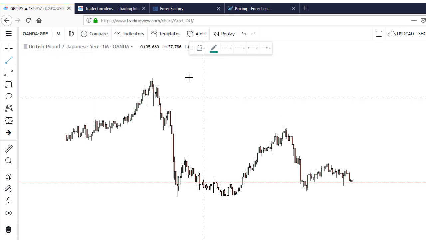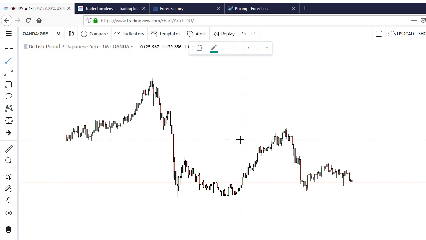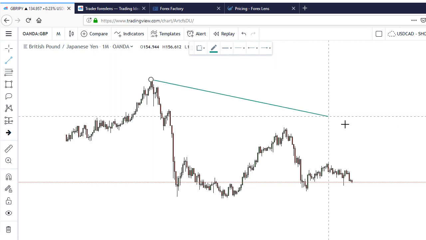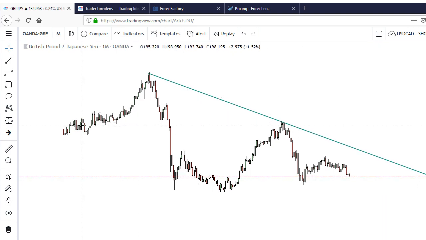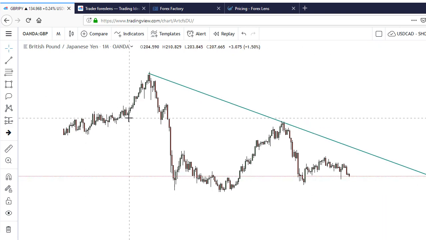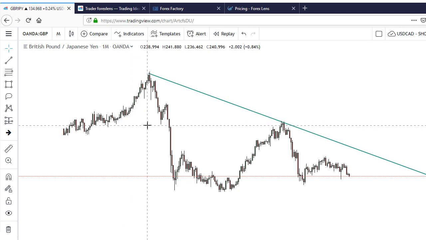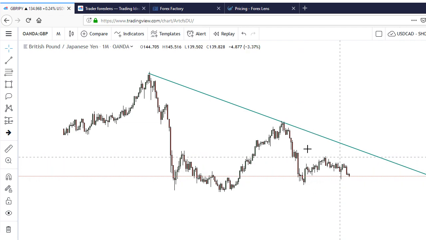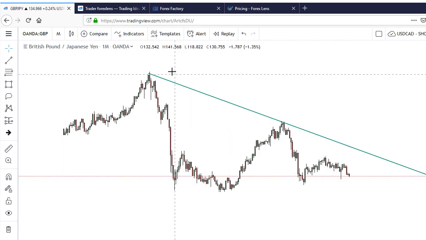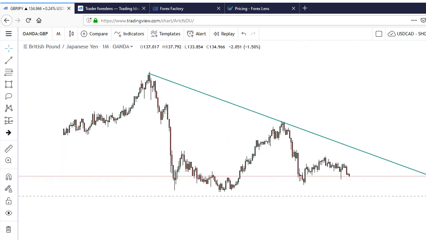So straight away I look for any trend lines or support regions I can draw. I can draw this overall long-term trend line. So since around May of 2007, the Pound Yen has been in an overall downtrend. Okay, just lower highs, lower lows, lower highs.